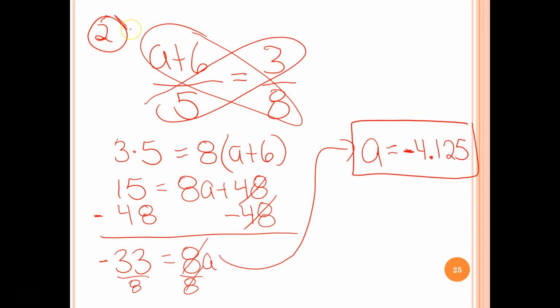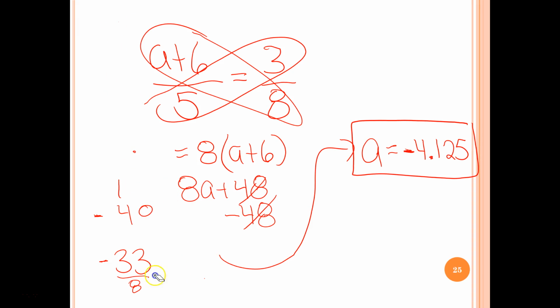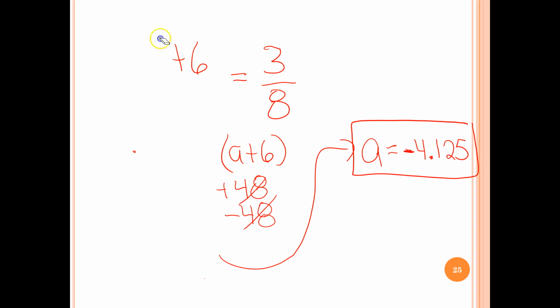All right, so let's go ahead and see if my eraser wants to work. And it does, that's a good thing. Let's go ahead and take a look at our last few examples.